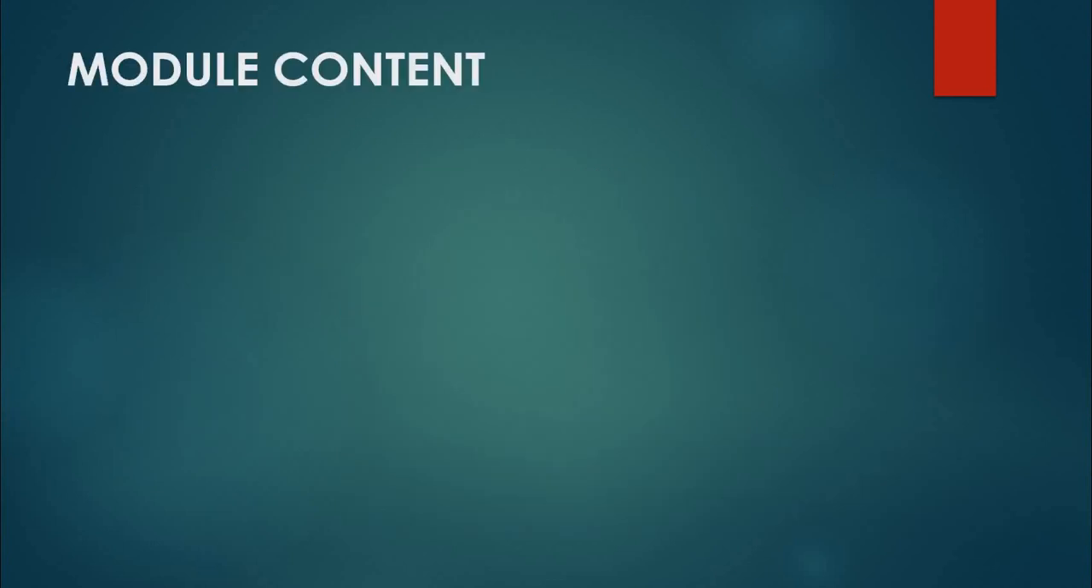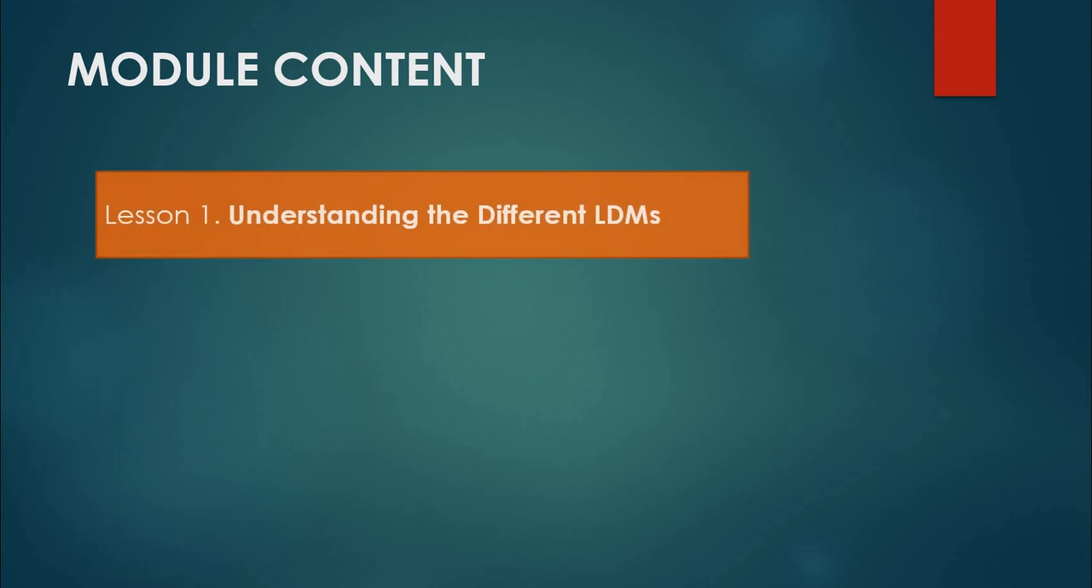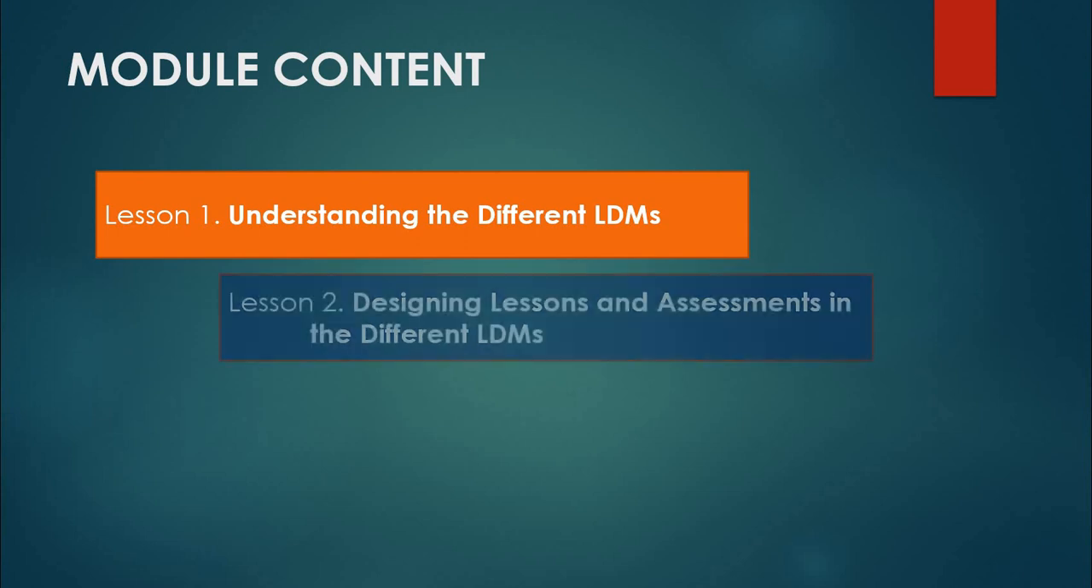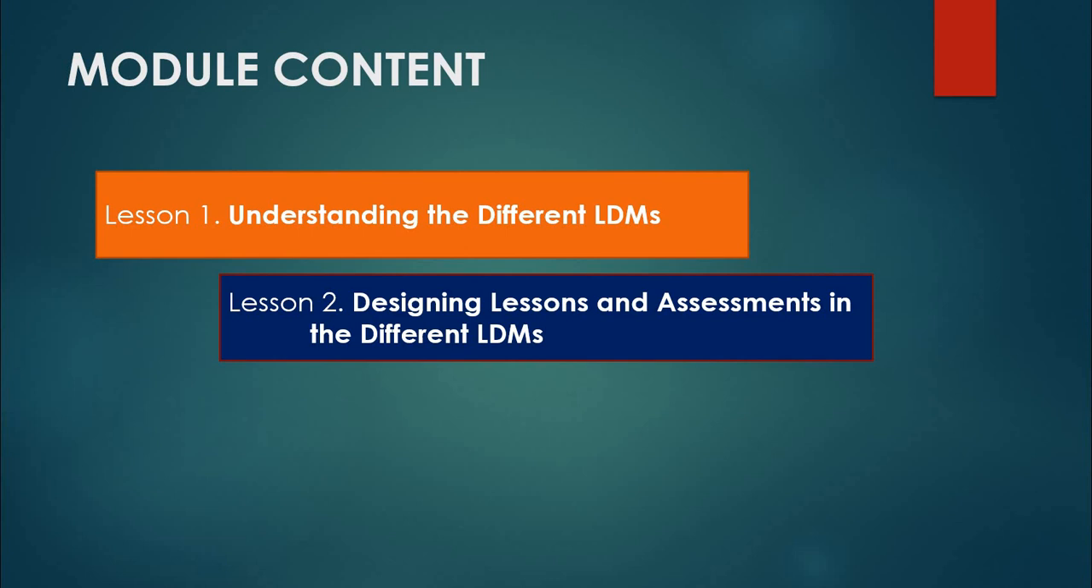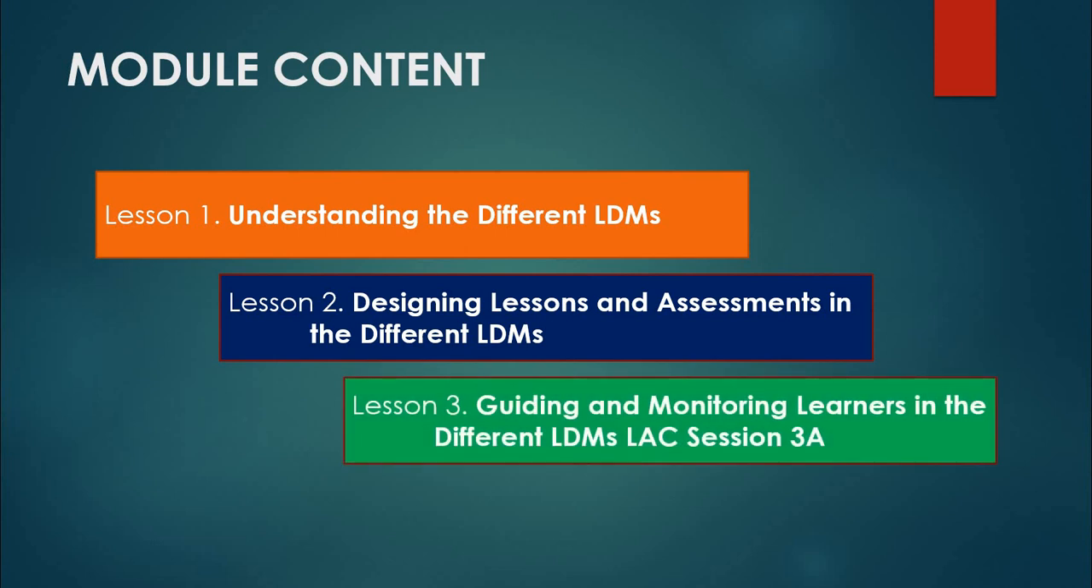Okay. So for this module, we will be having 3 lessons, as I said a while back. The first lesson is about understanding the different learning delivery modalities. Lesson 2 is about designing lessons and assessments in the different learning delivery modalities. The last lesson is about guiding and monitoring learners in the different learning delivery modalities for your learning action cell, session 3A. As you can observe, of course, you now know which lesson have those objectives a while back for this module.